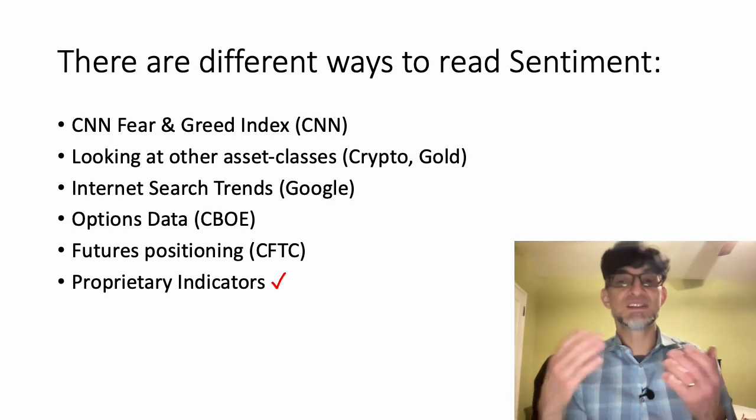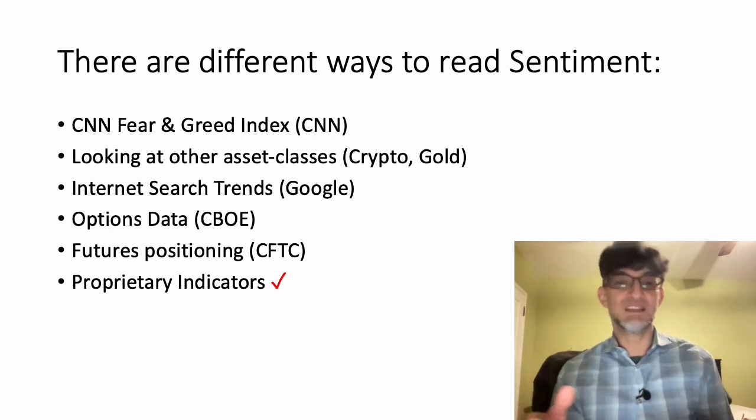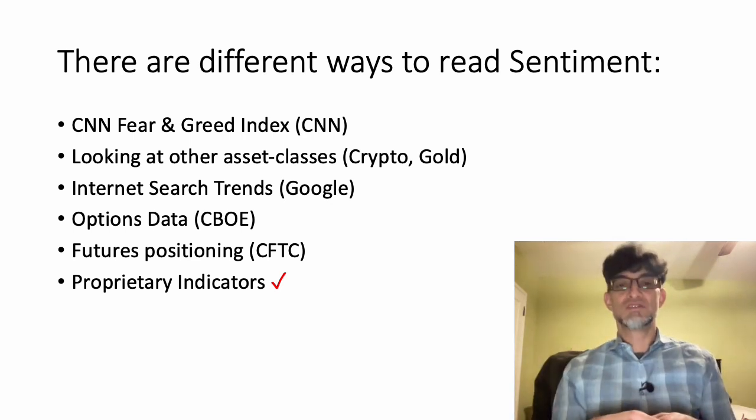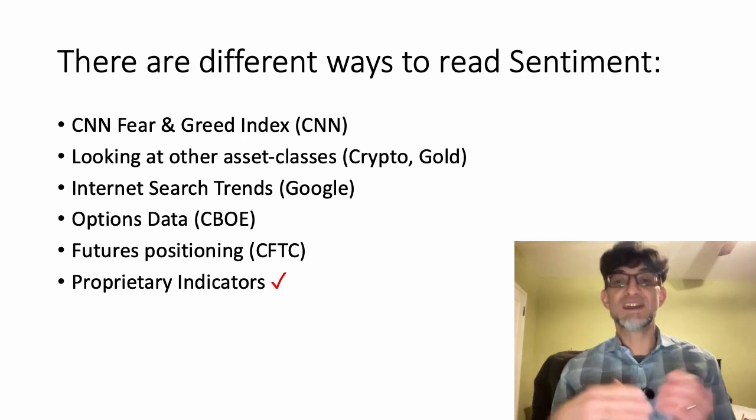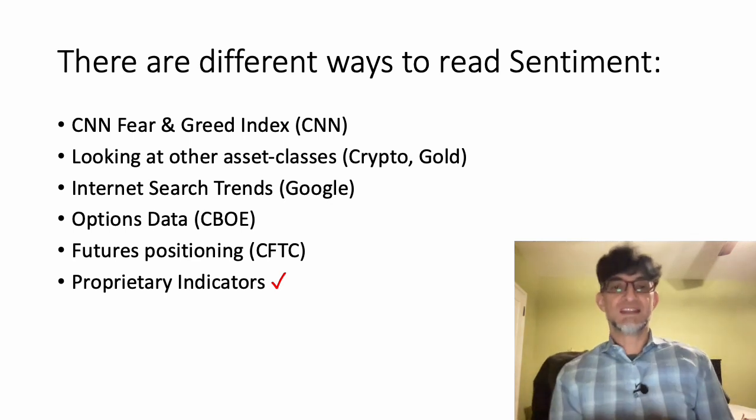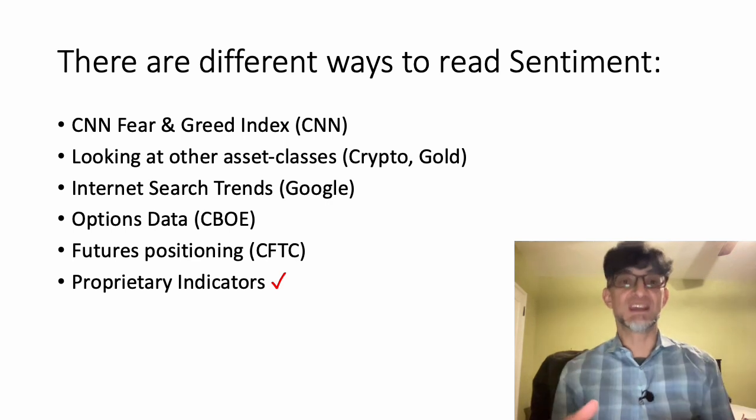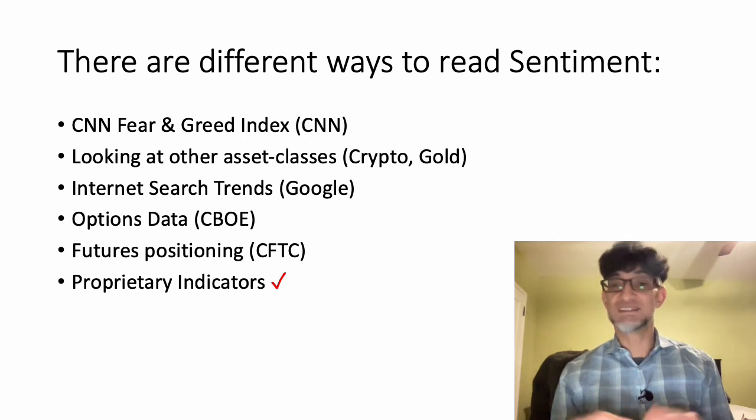You could look at options data, implied volatility. You could look at skew. You could look at the put to call ratio. You could look at the CFTC data. That's futures data. What's the positioning of futures traders? And lastly, you can look at proprietary indicators. That's where I come in.